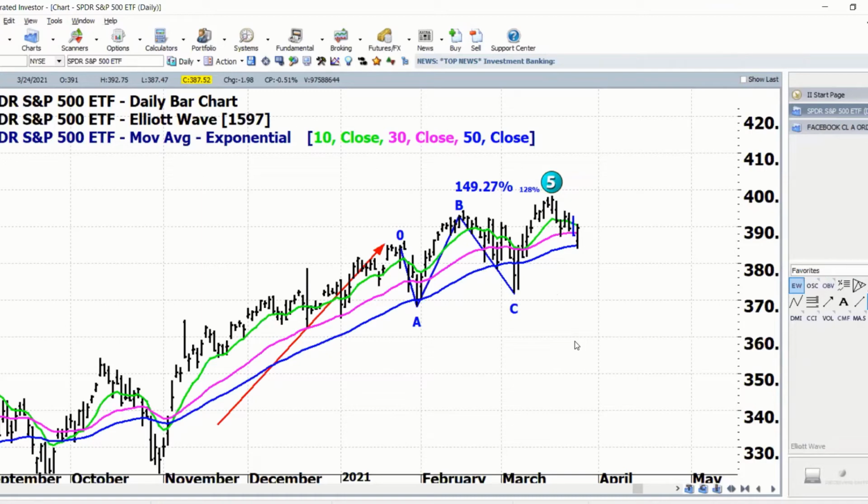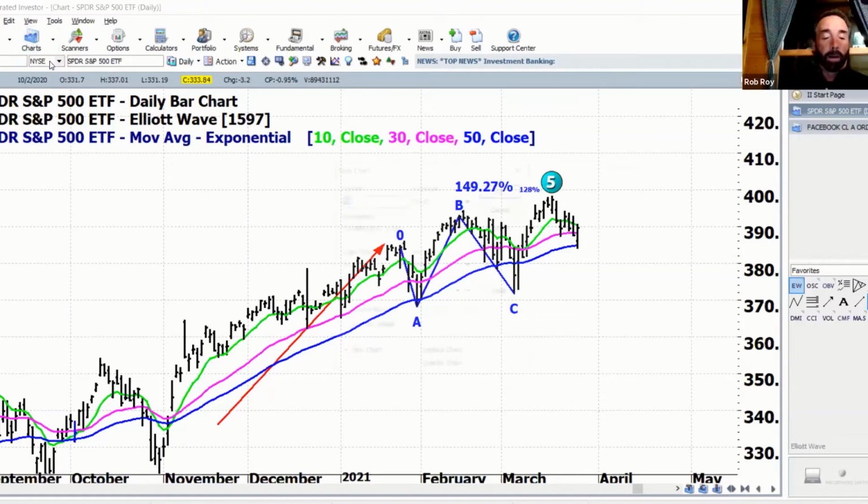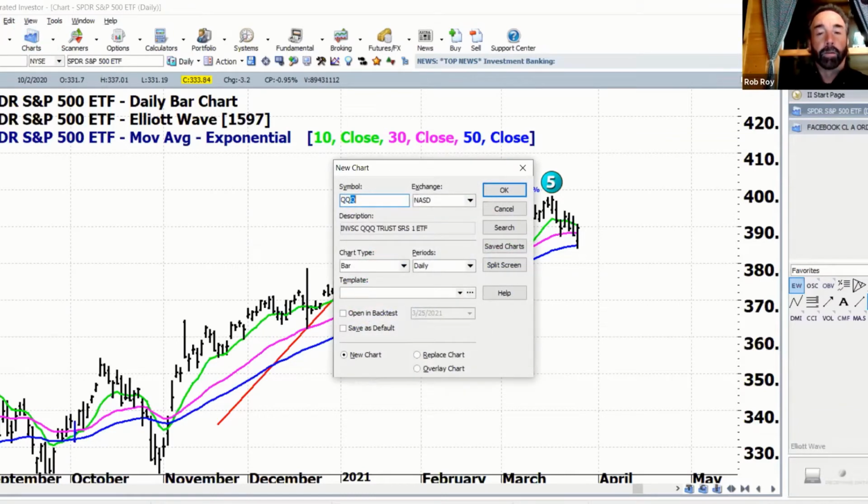I see we're in a lot of tech positions, and I know we tend to look at the S&P. Do you ever look at the Qs or the NASDAQ and look for what may be going on pattern-wise there? Absolutely. In fact, we can pull it up right now.